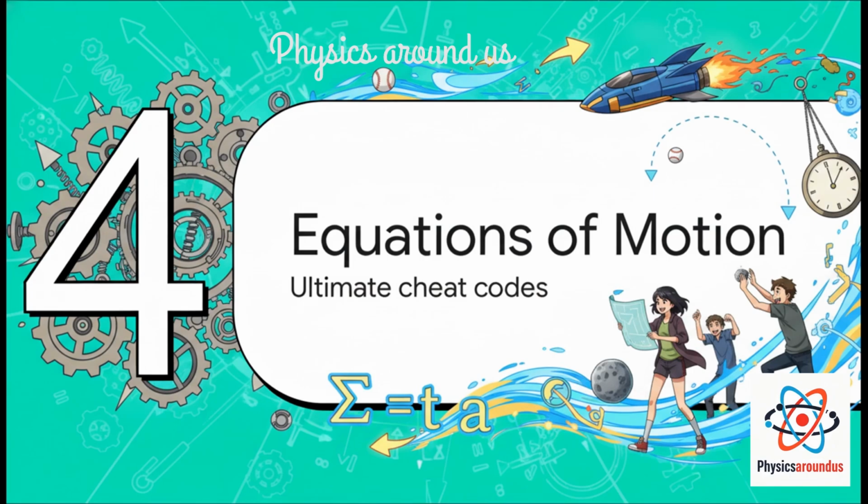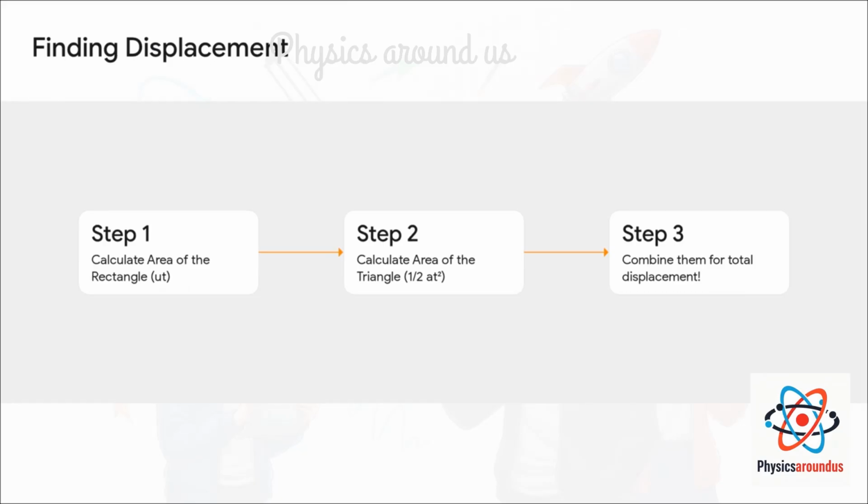Section 4. The equations of motion. Get ready, because these are your ultimate physics cheat codes. Remember that calculus we mentioned earlier? Well, if an object's acceleration is constant, you actually don't need calculus at all. Don't let the math intimidate you here, because finding displacement on a velocity time graph is really just a simple visual geometry trick. You literally just find the area under the line. You calculate the area of a rectangle, which represents the initial velocity over time, and add it to the area of a triangle representing the acceleration. Boom! You've just derived the formula for displacement without touching a single drop of calculus.